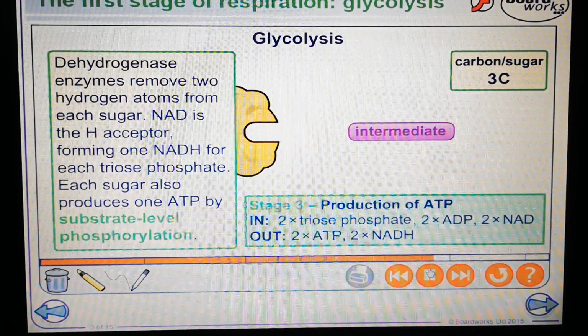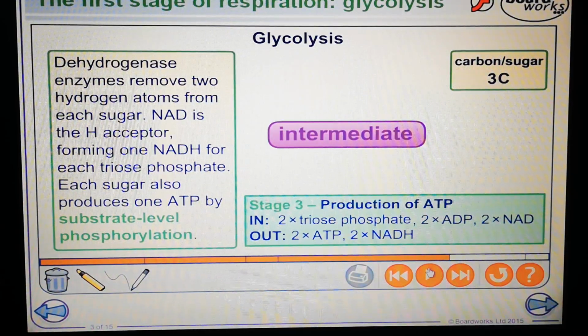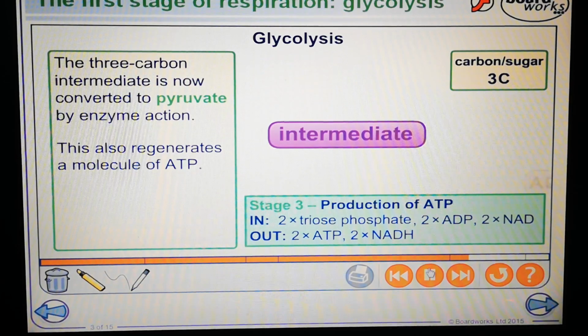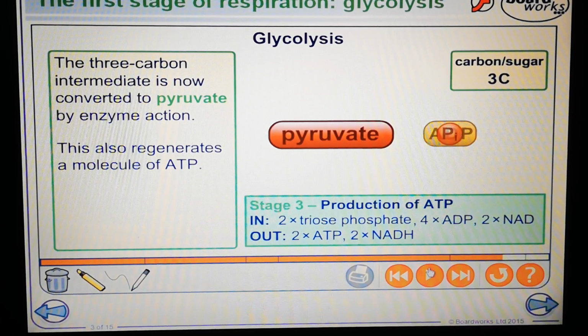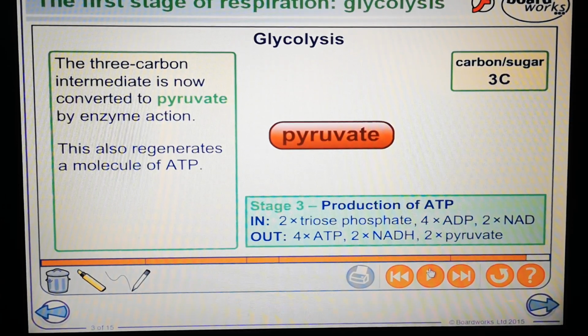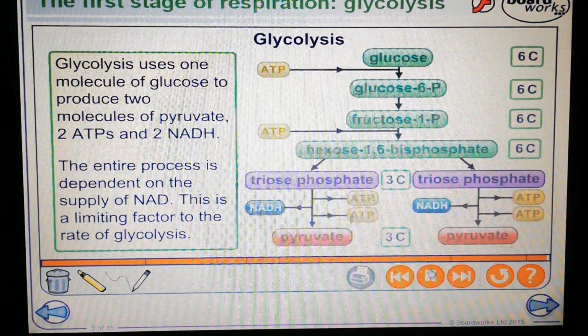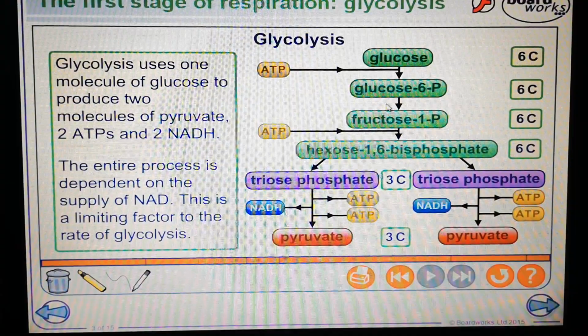That intermediate molecule will then get turned into pyruvate. And the way it gets turned into pyruvate is again through substrate level phosphorylation. But this time, our intermediate molecule is going to lose a second inorganic phosphate, so substrate level phosphorylation taking place again, and our ADP molecule picks it up, it gets converted into ATP, and then we have a 3-carbon structure called pyruvate. So let's just recap, nice and simple.